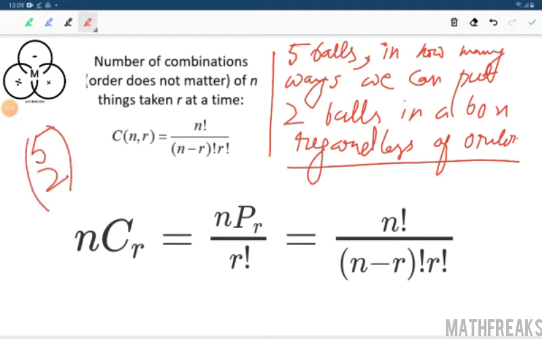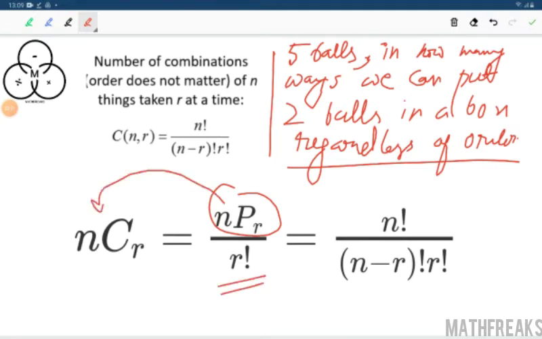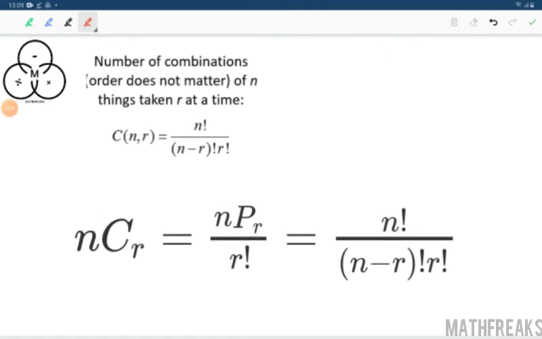Now, if order matters, what will happen? If order matters, this is the same as arrangement only. So we have the formula when order matters, nPr. Now, if order does not matter, we will divide it by the number of orders, and what we get is the number of combinations. This is often pronounced as n choose r.